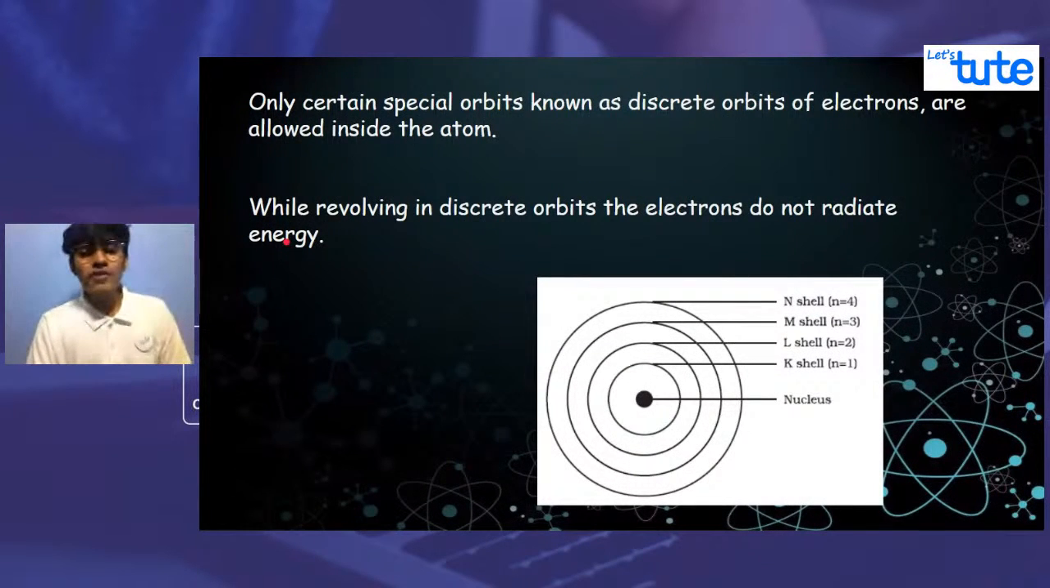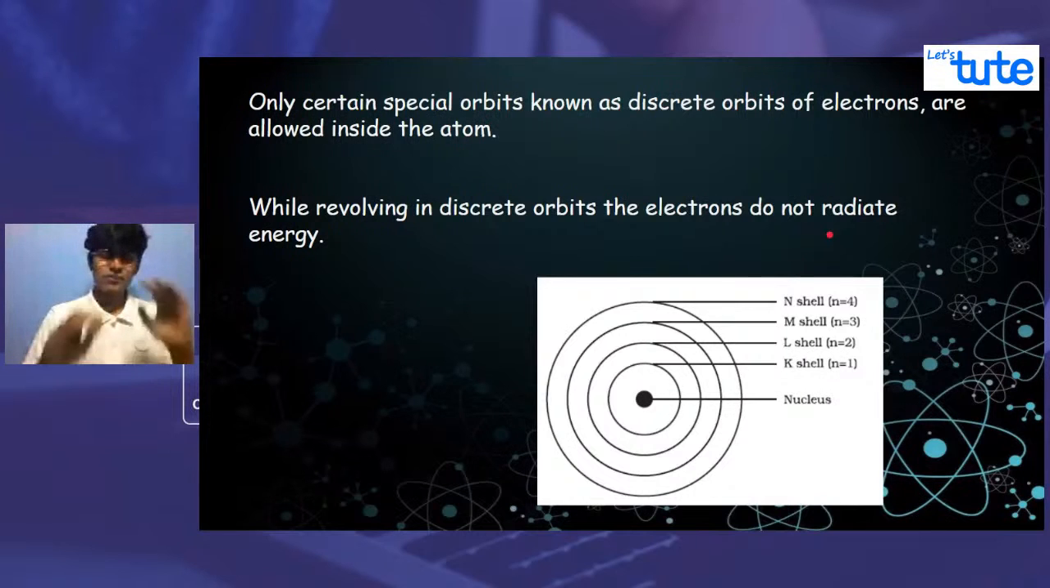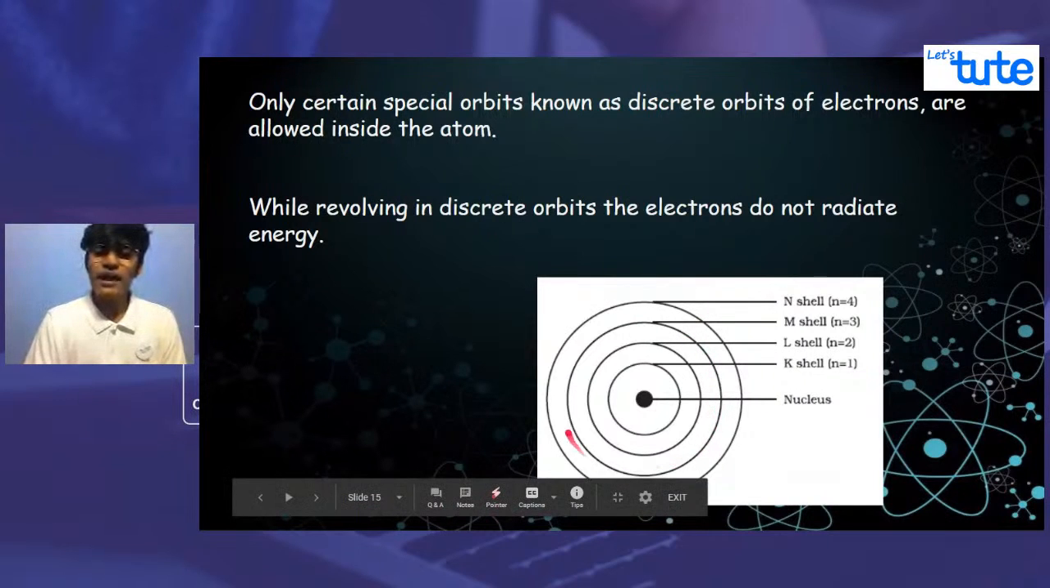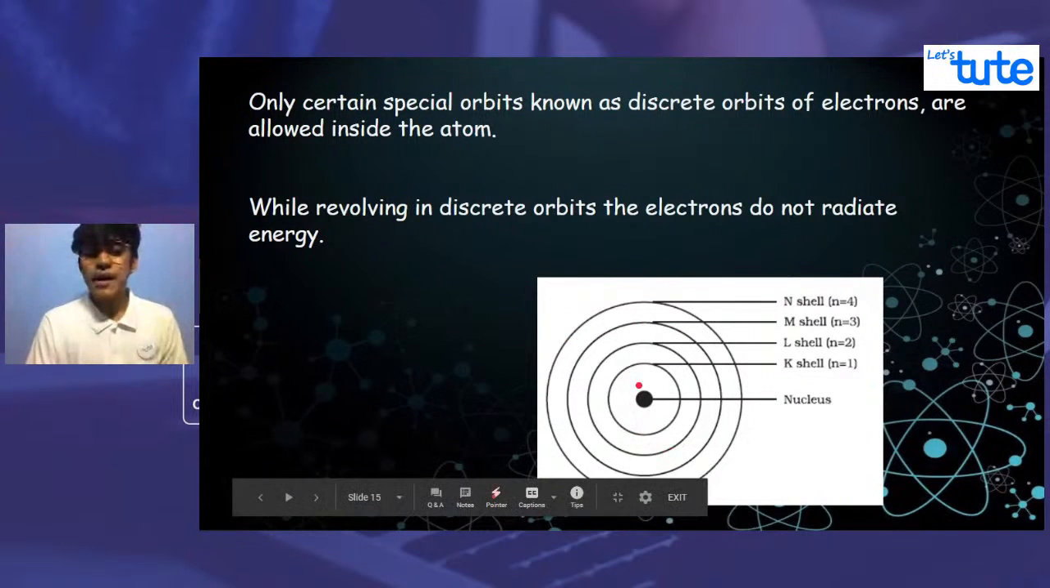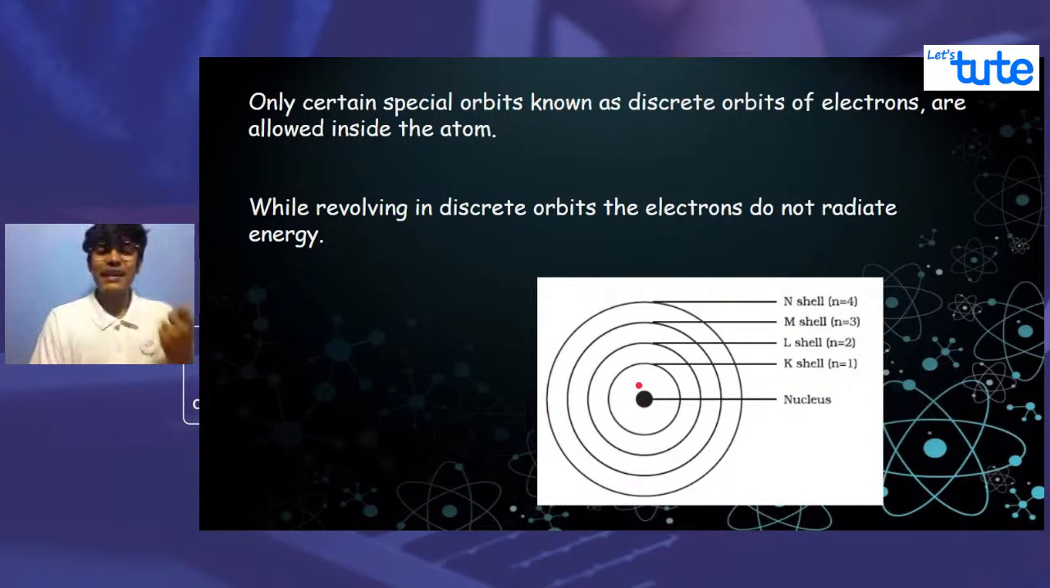So try to understand this. He said while revolving in these discrete orbits, the electrons do not radiate energy. The theory we studied was that if an electron is revolving around a nucleus, or any body revolving around a particular object, it would radiate energy, and then it would ultimately fall into the nucleus. But why were electrons not radiating energy or falling into the nucleus?